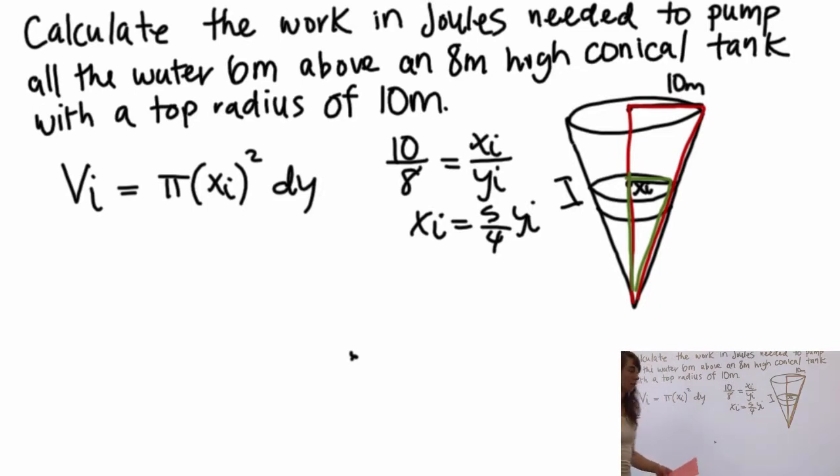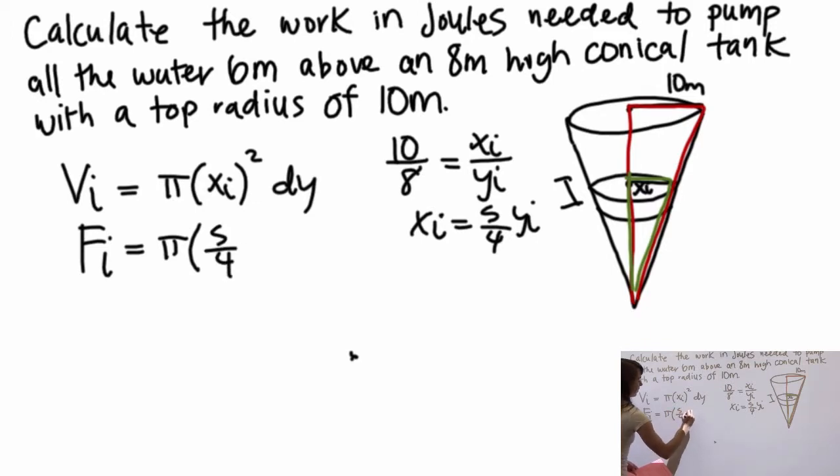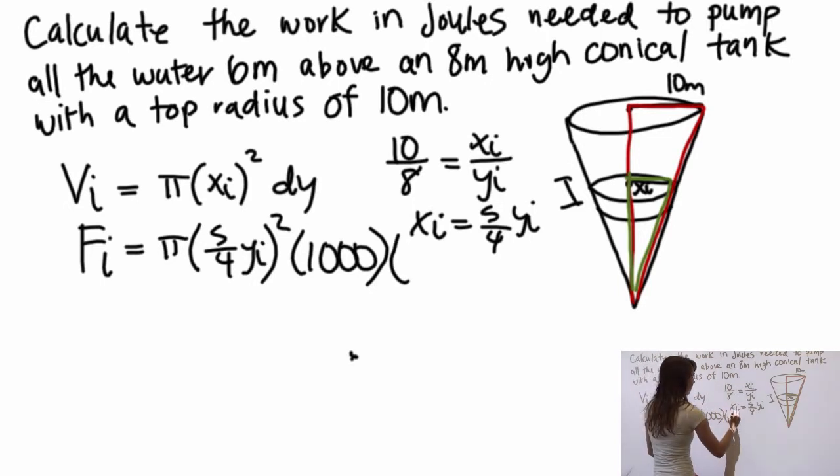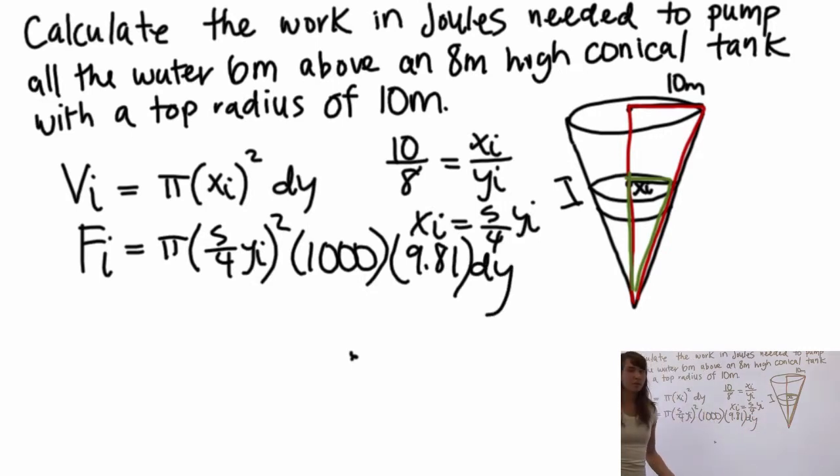So after volume, we need to find the force using what we already have. So the force of a slice is this V sub i. So pi, plug in the x sub i, (5/4 y sub i) squared. And then we need to account for the density of the water, which is 1,000 kilograms per meter cubed. So multiply by 1,000. And we need to account for gravity, 9.81. And then we still have our dy. So that's the force, and from force we get the work on a slice.